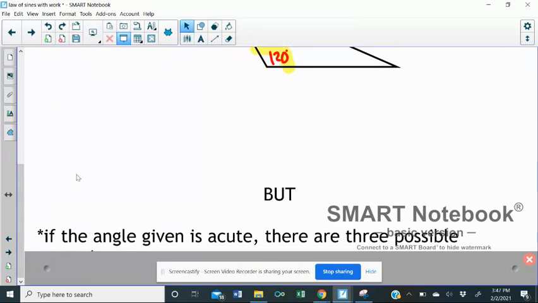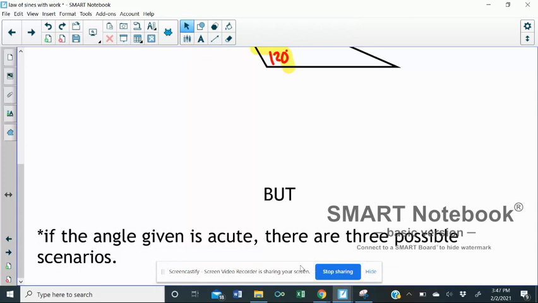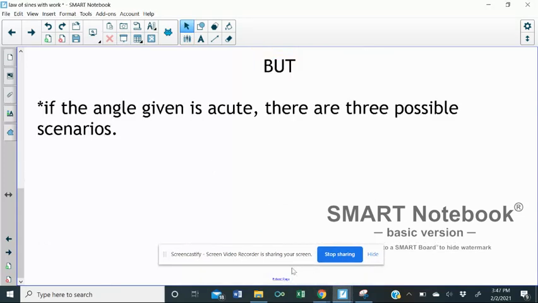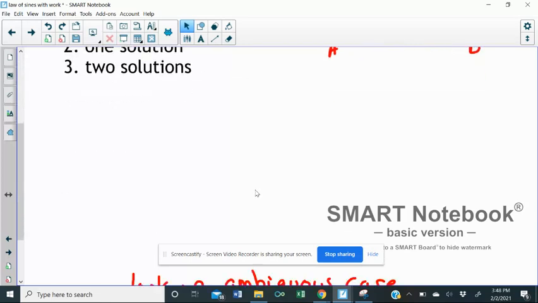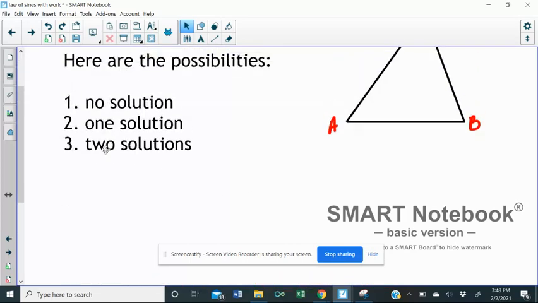The problem is when the angle given to you is acute. If the angle given is acute, there are three possible scenarios. It's not a triangle, so there's no solution. It's one triangle, so just like you did before, you get one solution. Or you have the situation where you have two solutions. Let's first take a look at the no solution.